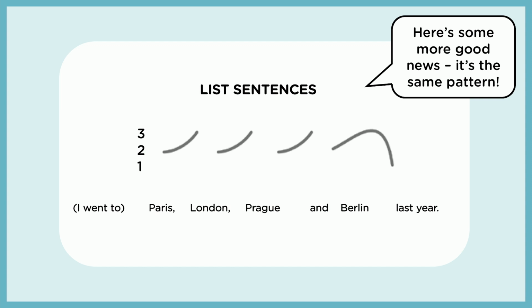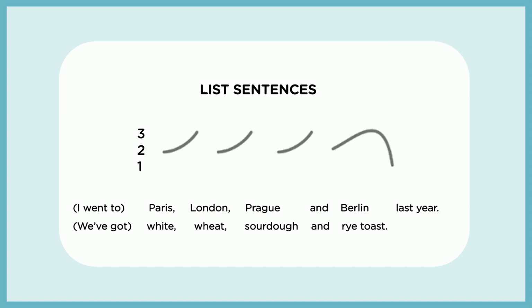Exactly. This one's a bit longer. Berlin last year. We've added last year. Another example. You want to do the honors? Yes. We've got white, wheat, sourdough, and rye toast. Lovely. So remember, the trick is up, up, up, up, up. And then the final part of your list, you pull it down gently.